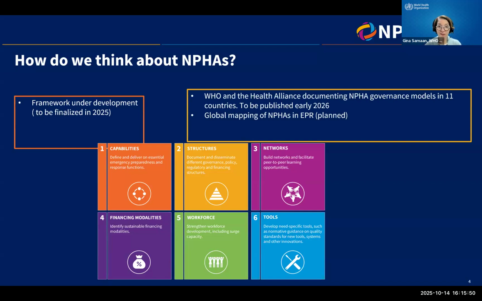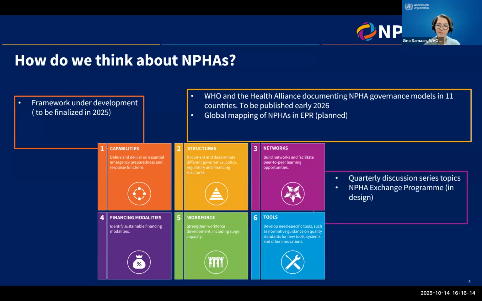In terms of structures, the governance, WHO and the Health Alliance are currently documenting flavors of the ice cream, 11 different types of NPHA governance models. So we hope to see that published in 2026. And we hope to globally map NPHAs and what they do so that we have a better understanding of what is happening around the world.